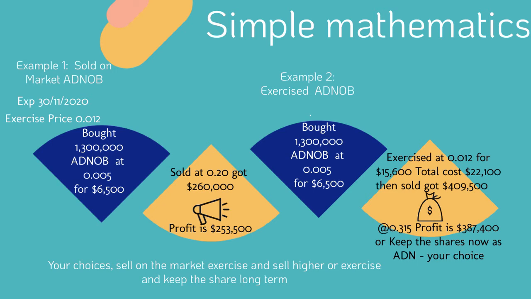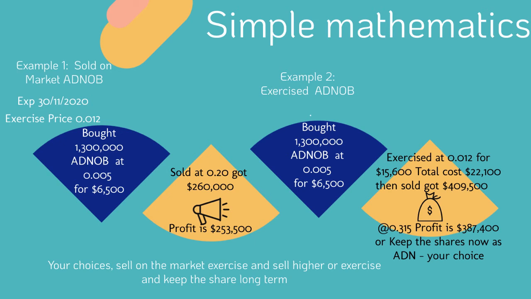So when ADN got to 31.5 cents, you're like, oh, I can't keep looking at this profit. So you decide to sell it, and the total amount, of course, for selling the 1.3 million will be 409,500, minus the money you spent exercising and buying, which is the 15,600 plus 6,500, which is 22,100. So in the end, you got a profit of $387,400.